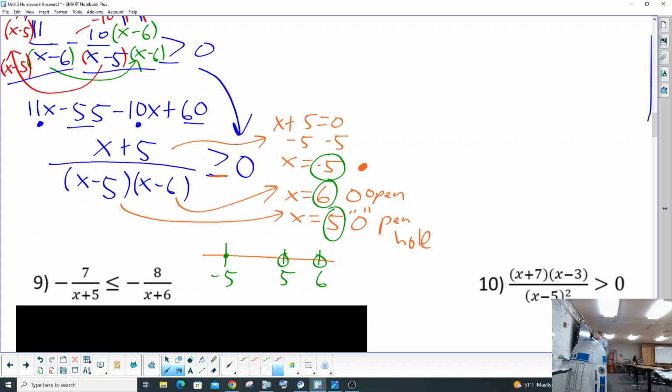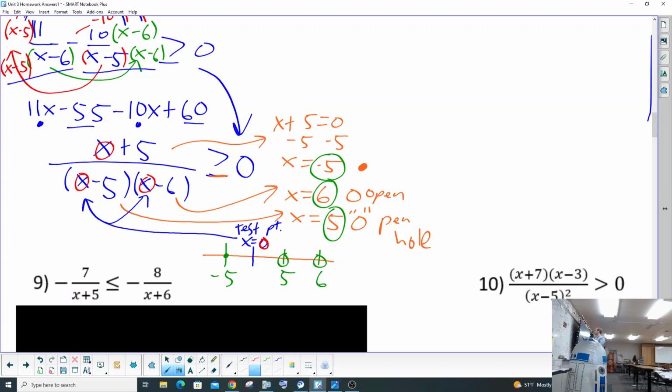And what's our favorite test point? 0. 0 is our favorite test point. And so when we do 0 as our favorite test point, we're going to probably plug it into the factors just to make it easier on us. So we're going to plug in 0 here and see what we get. Test point is 0. So 0 there, 0 there, 0 there.